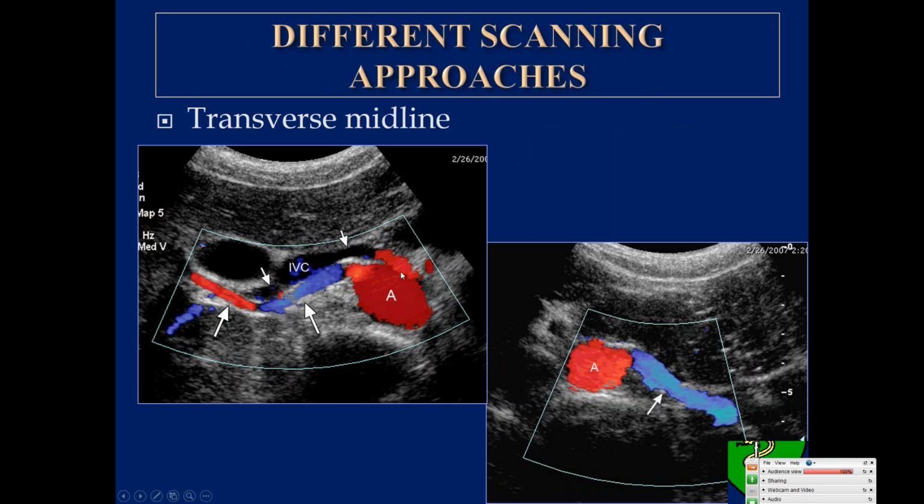There are several approaches that we can utilize. This is the transverse midline approach, where the origins of the vessels are displayed very nicely. Sometimes this can be limited by bowel gas. The only thing you have to do is use your transducer to apply some pressure on the abdomen and very slowly, gradually advance your transducer so that you displace the bowel and also the bowel gas.